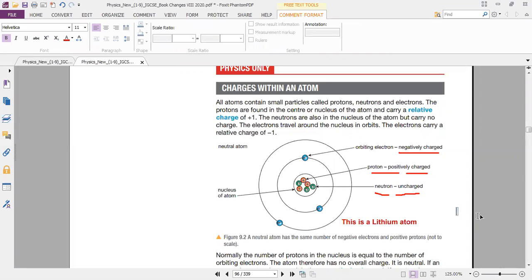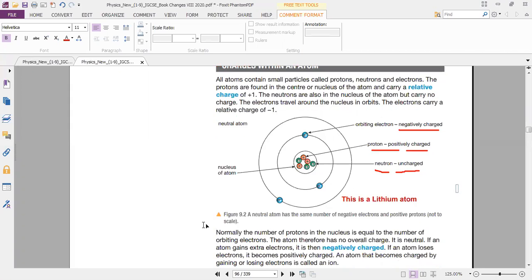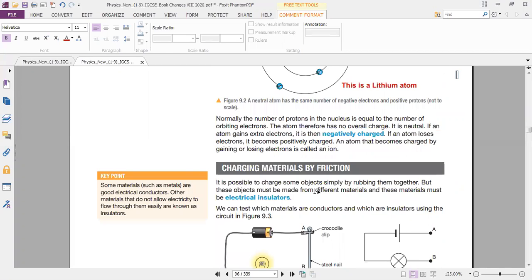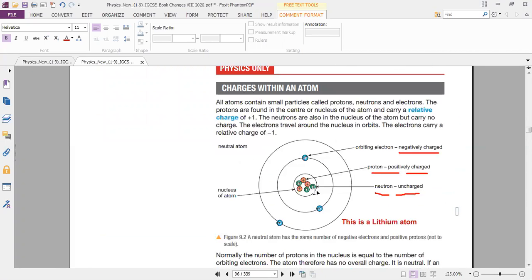And a lithium atom has 3 protons, 3 neutrons, and 3 electrons. The first shell contains 2 electrons, and the second shell, or the outer shell, contains 1 electron. So this is the total structure of a lithium atom, and it's definitely a magnified version. We cannot see an atom with open eyes. So we are studying charges within an atom.